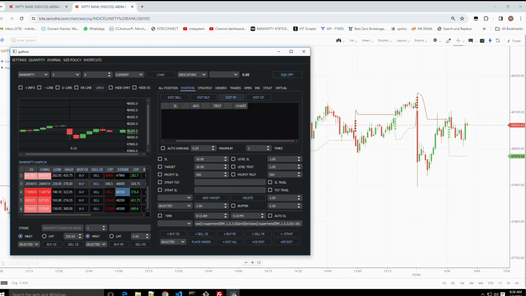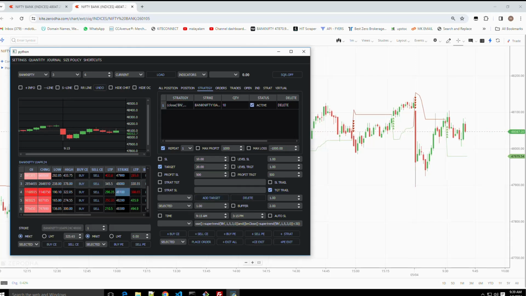Next, I will show you how to automate these trades. In the strategy, we have a repeat option. Just click this repeat option, and it will repeat the strategy till 3:25 p.m. Next, we can also add the exit strategy. For example, we should set a target of 20 rupees or anything, and a target trail of one point. So this is our target.